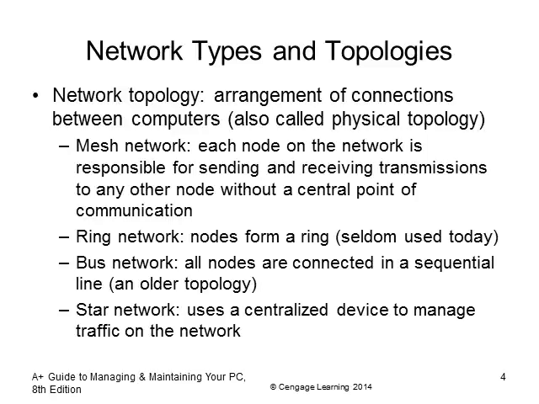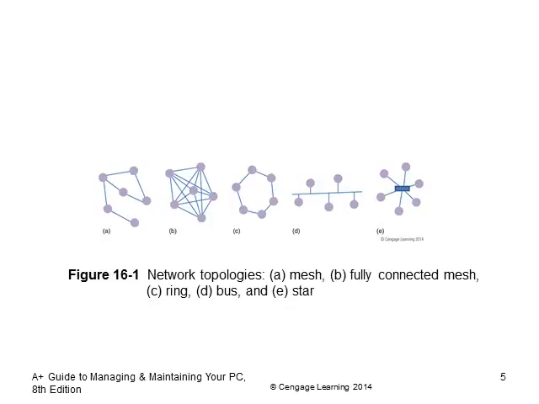In your bus network, all nodes are connected in a sequential line, again an older topology. And then the star network uses a centralized device to manage traffic on the network. Here is a diagram of your different topologies. So there's the fully connected mesh, the ring, bus, and star.